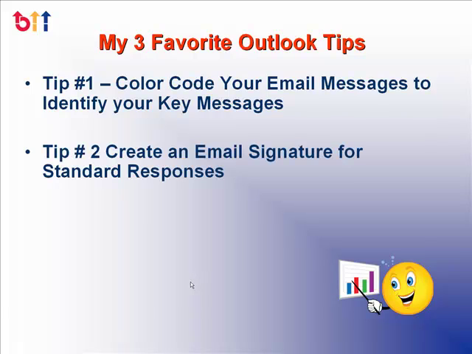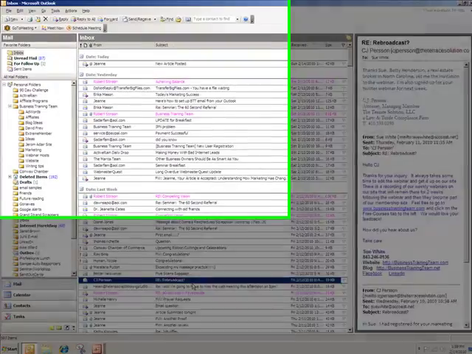Okay, my second tip of the day is to create an email signature for standard responses. Let's say you get a request quite frequently for either information about your product or service. And each time you respond to that, you pretty much say the same thing, maybe just tweaking it a little bit to maybe a question that particular person asked. Well, most of us are familiar with using signatures on our emails. Well, let's see how we could also use that same theory to create a standard response.